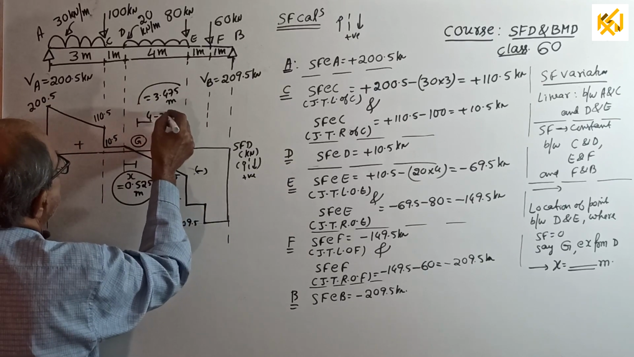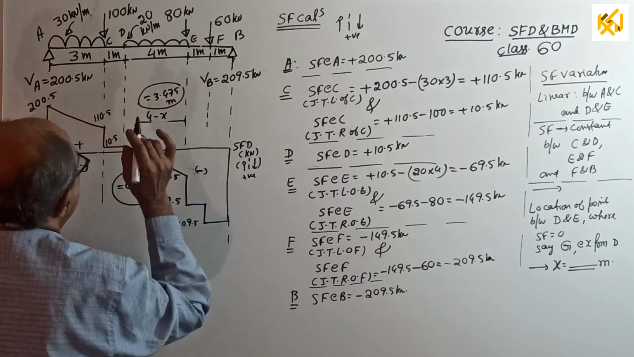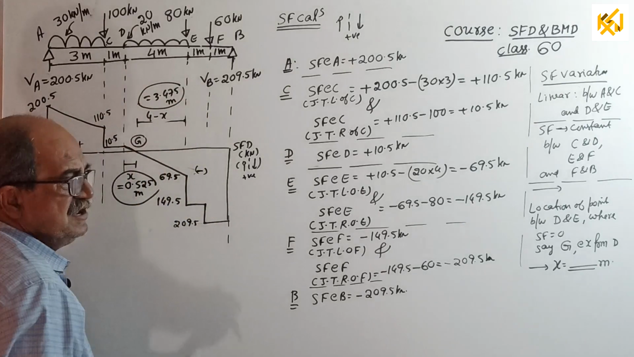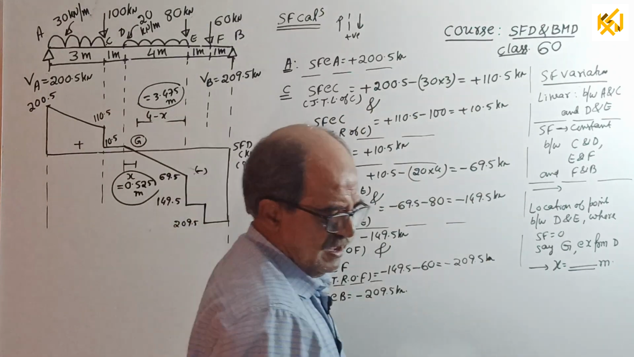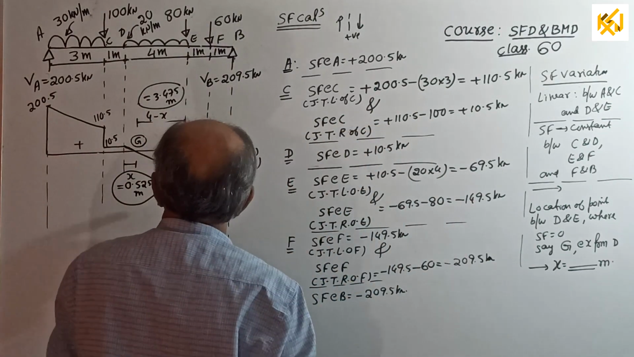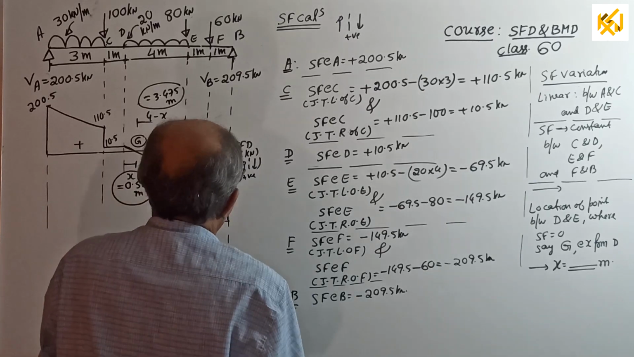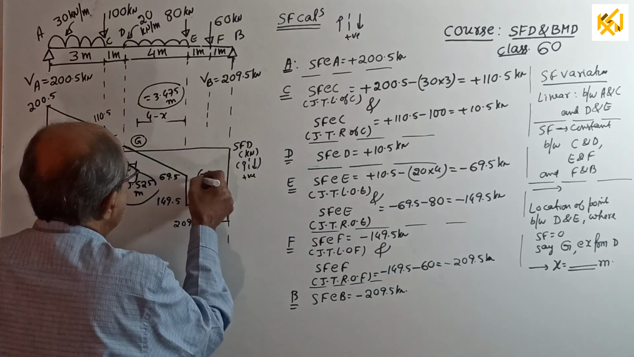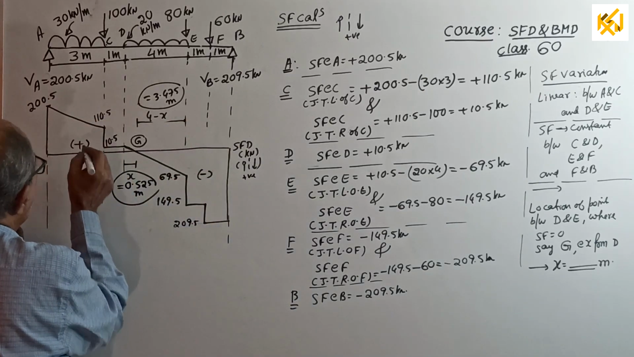4 minus X will come 3.475. This is the shearing force diagram. Now, briefly, shear force calculation. Sometime it is possible someone will comment, what is happening? You do the calculation first, then draw the diagram.